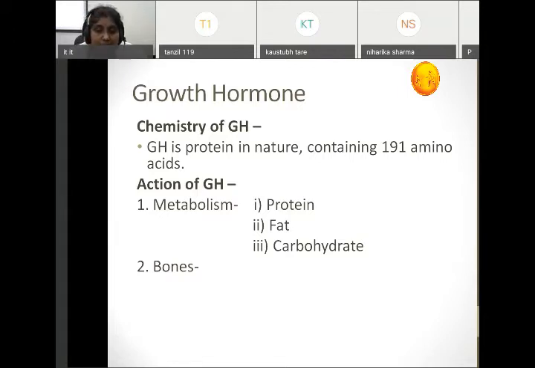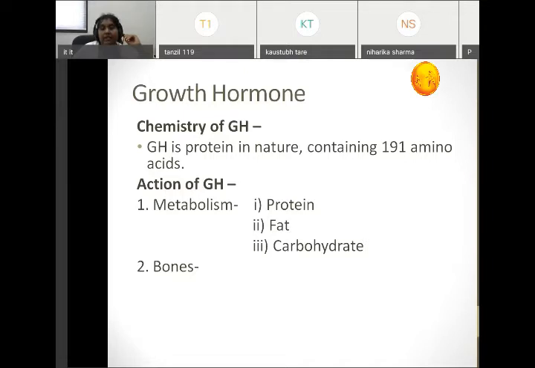Important one is carbohydrate metabolism. It is called the diabetogenic hormone. Pituitary diabetogenic hormone, it increases the blood sugar level. Write down about the carbohydrate metabolism. It increases the blood glucose level, hyperglycemia. How? Write down A.